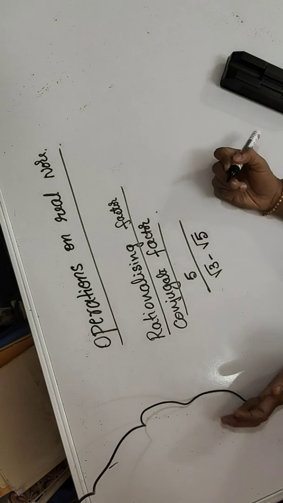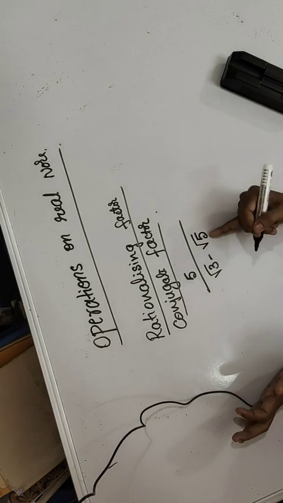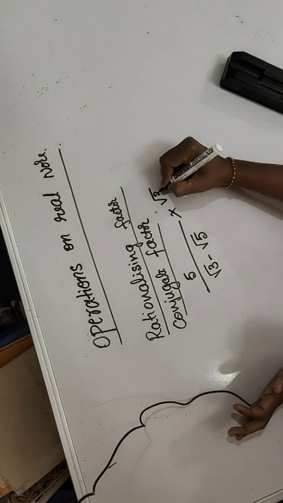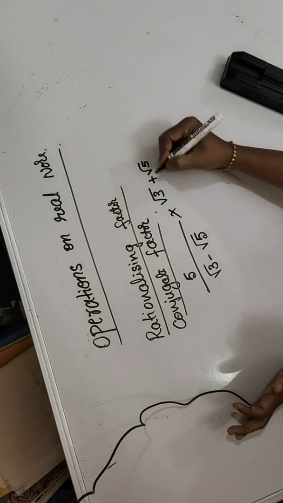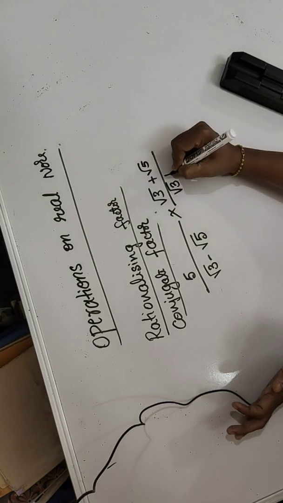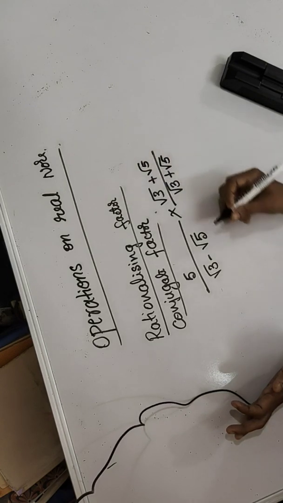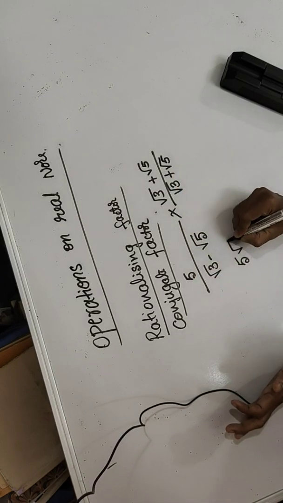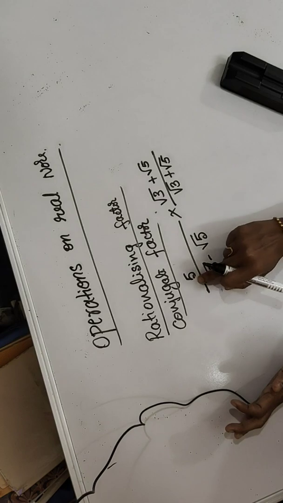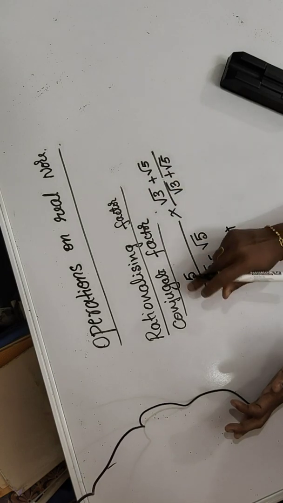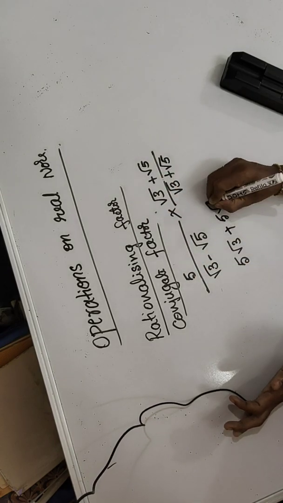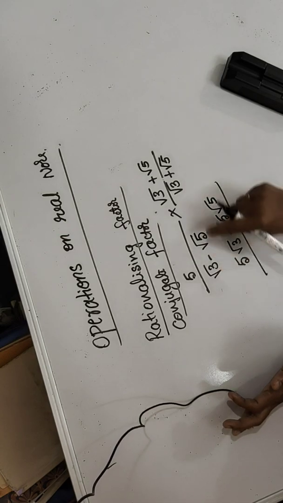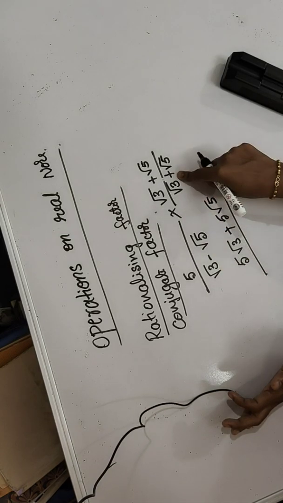Root 5 is there. See, the roots are separated, so the sign will get changed. Up and down both you have to multiply. Don't forget to multiply. Now, here 5 is there. 5 into root 3, 5 root 3, don't take inside the root, plus is there. 5 into root 5, 5 root 5. Down you see root 3, root 5, plus minus plus.